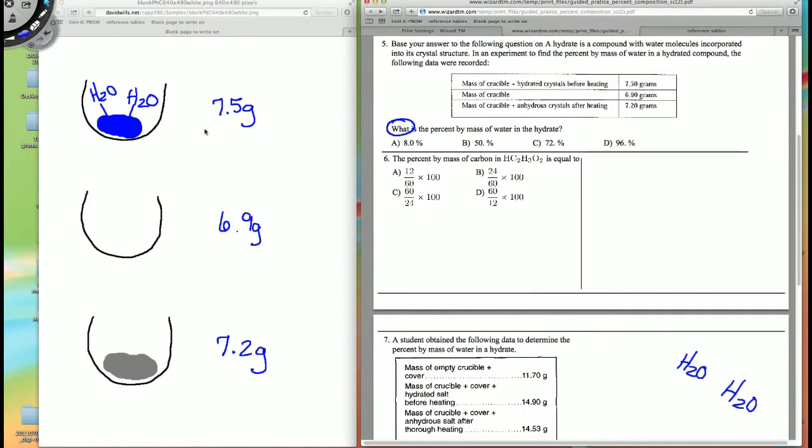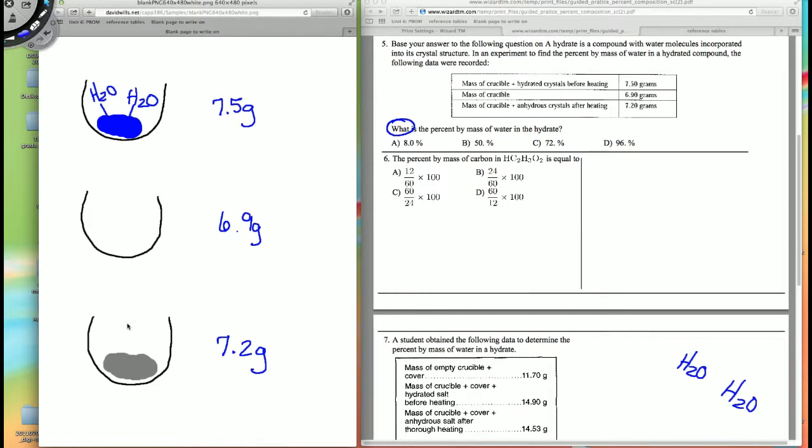Well, to do that, we have a couple options, but the easiest way that I see it is to take the mass of the crucible and the hydrated salt, that's the salt with the water molecules attached to it, and subtract the mass of the crucible and the anhydrous salt, because the water molecules are now over here. We're going to get the mass of the water. So if we take 7.5 and we subtract 7.2, I'm going to find out how much these water molecules weighed. Because the only thing that's not in this crucible is the water. I hope you understand that.